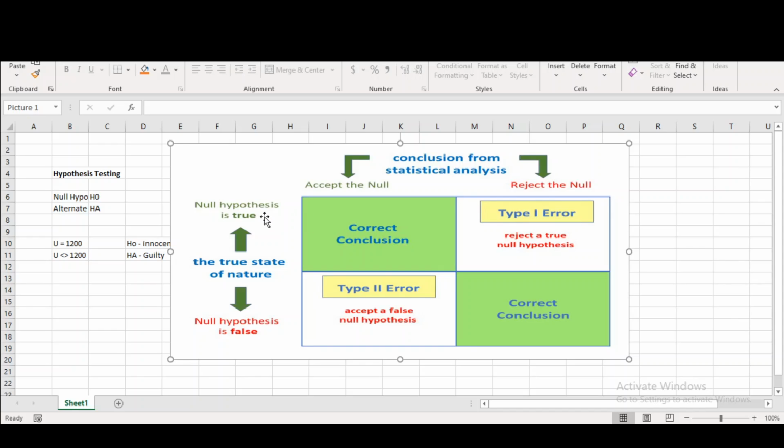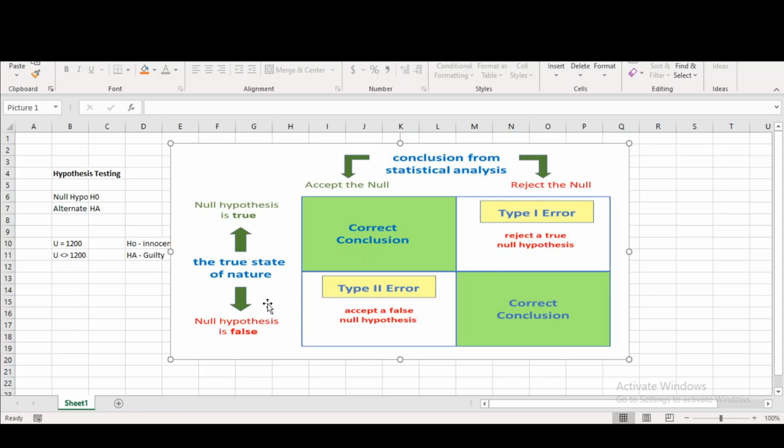In the true condition a person is paying the loan, but with my hypothesis testing I am saying no, he will not be able to pay the loan. At that time, a type 1 error will arise. That means we are rejecting the null, whereas in the true condition, the null hypothesis was true. So at that time, type 1 error will arise.